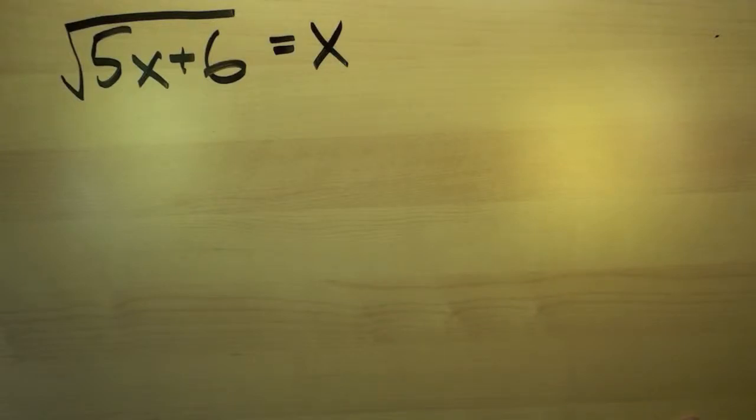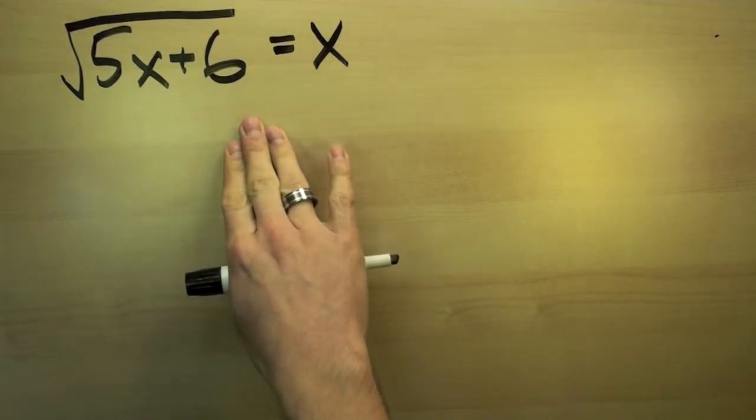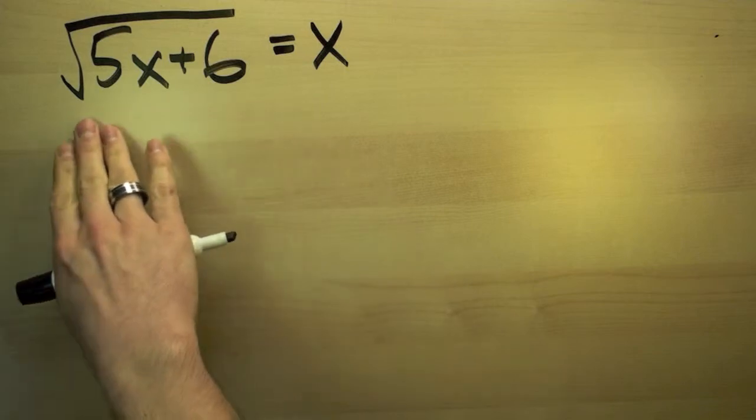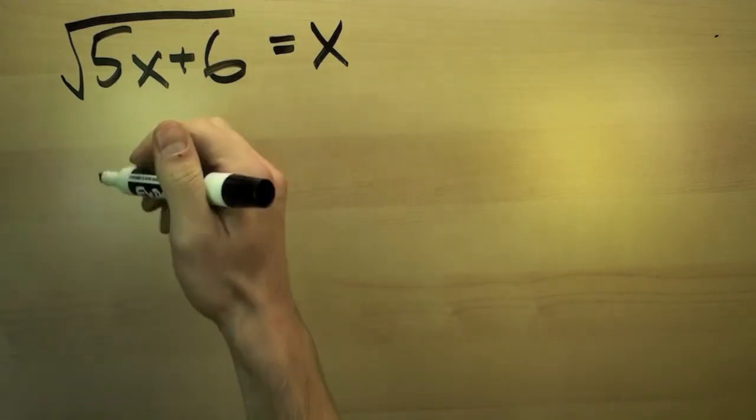We will now continue to use that same algorithm to solve equations that have roots in them. However, the equations that we solve are going to get progressively harder. So, we now have the square root of 5x plus 6 equals x. We have the root isolated on the left side of the equation. So let's square both sides.